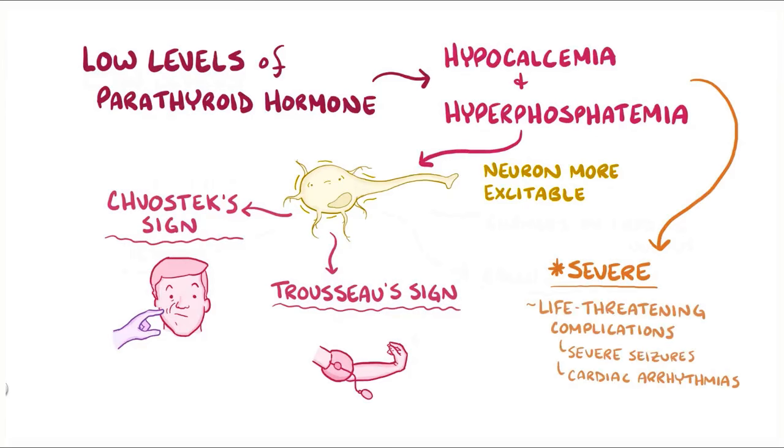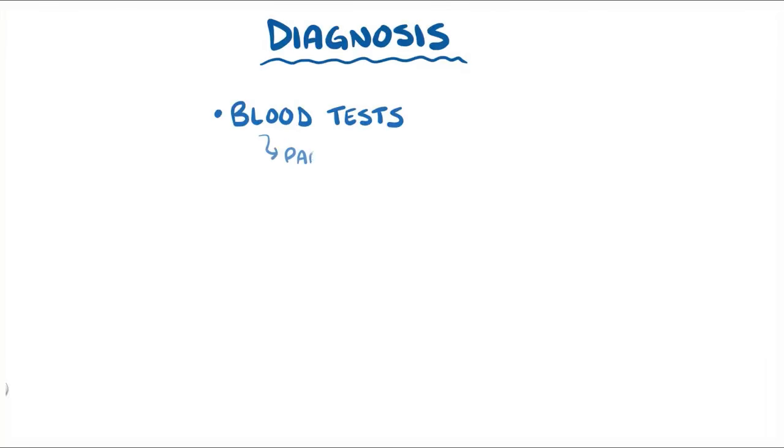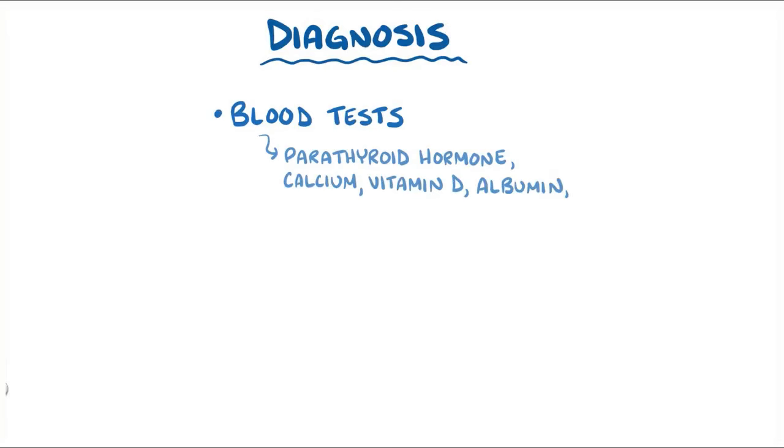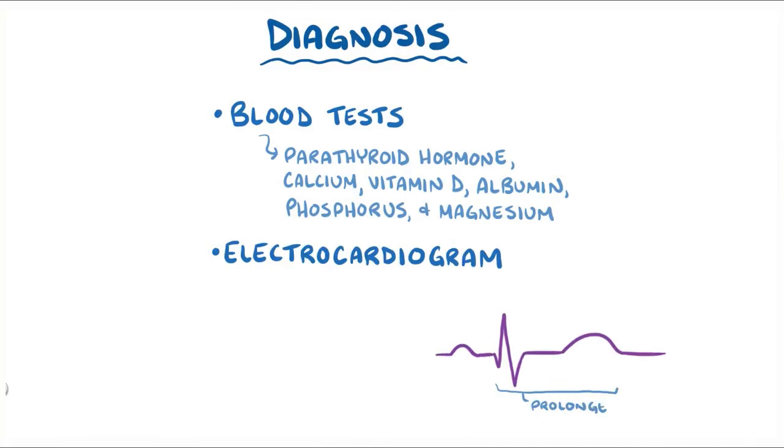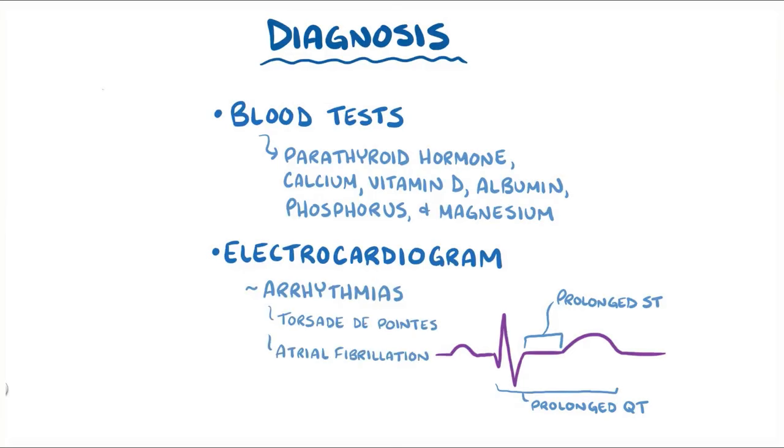cardiac arrhythmias. Now, diagnosis is based on blood tests for parathyroid hormone, calcium, vitamin D, albumin, phosphorus, and magnesium. Also, an electrocardiogram might have changes like a prolonged QT, prolonged ST segment, and arrhythmias like torsade de pointes and atrial fibrillation.